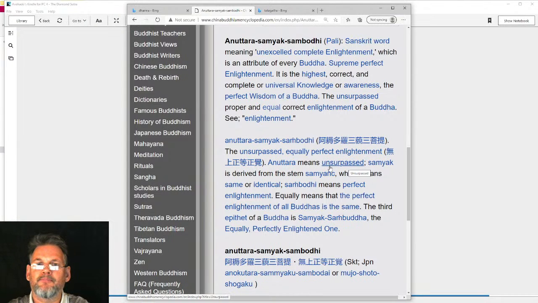So, Anuttara Samyak Sambodhi, the unsurpassed, equally perfect enlightenment. Anuttara means unsurpassed. Samyak is derived from the stem samyak, which means same or identical. So that's like the X1, it's identical, same. In X1 it's eternal, that's why it's identical or same. Sambodhi means perfect enlightenment. Equally, or this same identical thing, X1-ness of it, means that the perfect enlightenment of all Buddhas is the same. So that means that I have wakened up to being day conscious aware of being one with the eternal, or what we call in the Third Testament the God source. And that's also the third epithet of Buddha, Samyak Sambuddha, the equally perfectly enlightened one.